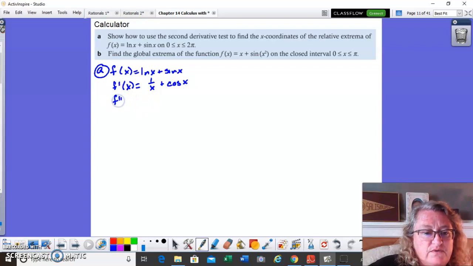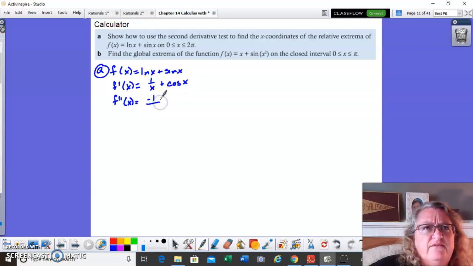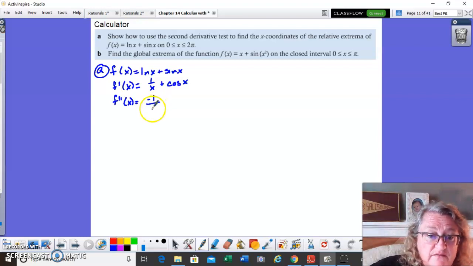Okay, and the second derivative, well, this is the same as x to the negative 1. So I bring the negative 1 down as the coefficient. And then if I reduce the negative 1, it becomes negative 2. And the negative puts it in the denominator, so it's x squared down there. Derivative of cosine is negative sine.